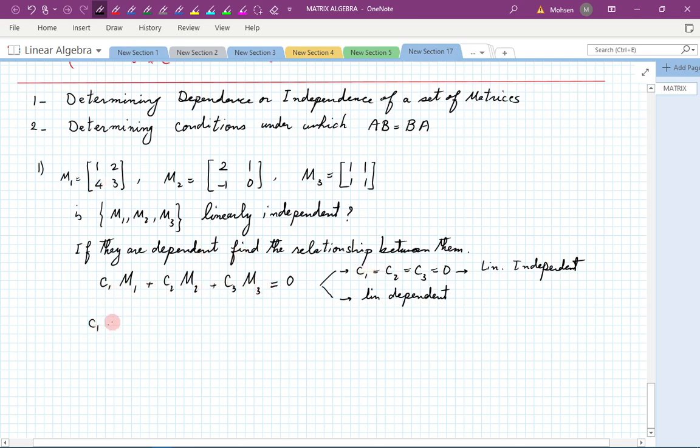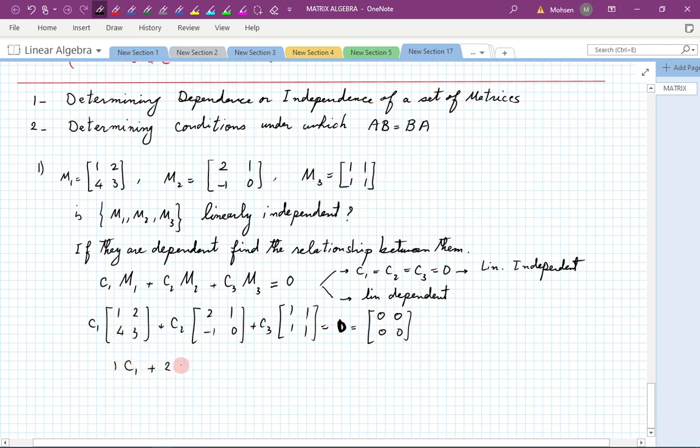So it says C1 times the first one, 1, 2, 4, 3. C2 times the second one, 2, 1, minus 1, 0. C3 times the last one, 1, 1, 1, 1. And set all of that equal to 0. You remember 0 on the right hand side means just a matrix of the same dimension as whatever you have on the left hand side. So this is a 0 matrix, not just a 0. Okay, so I go and add them. So 1 times C1, 2 times C2, and 1 times C3, that has to be 0, and so on. So I write 1 C1 plus 2 C2 plus 1 C3 has to be equal to 0.